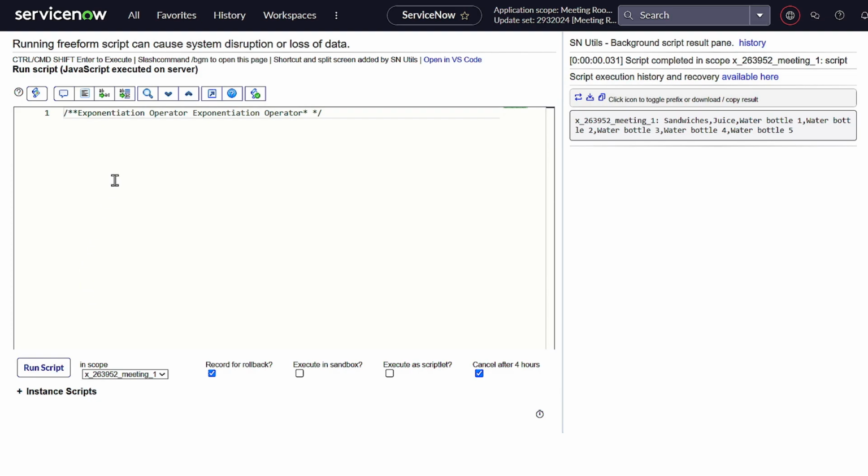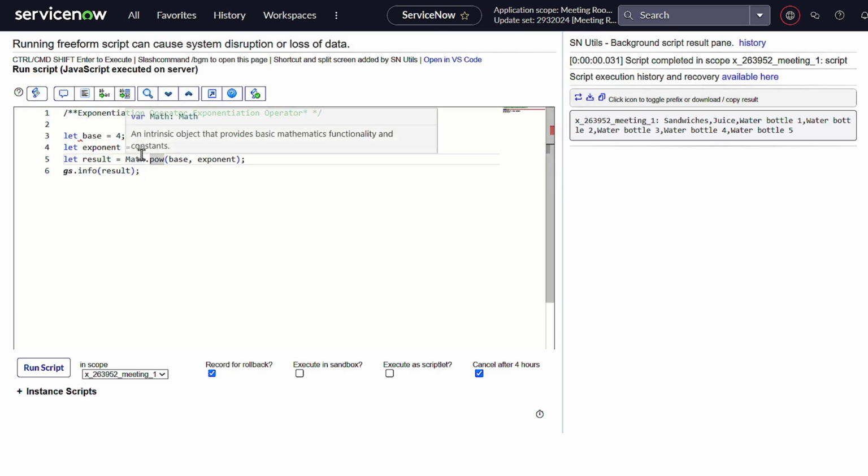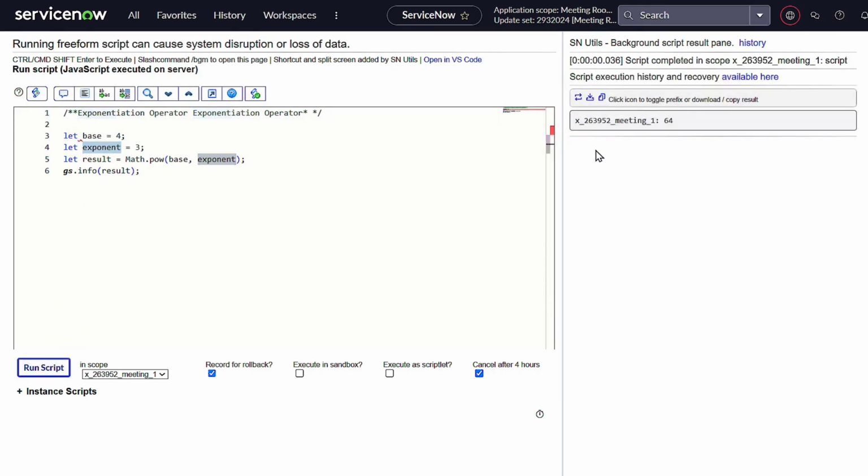So I will just paste one example over here. Let the base be 4, and we want to find the cube of 4. So we have defined an exponent as 3, and the result will be Math.pow. We are using the JavaScript class Math.pow, where the first parameter will be the base and the second parameter will be the exponent. If we run this, we'll get the result as 64, which is right. So the Math.pow function takes two arguments, the base and the exponent. The result is the base raised to the power of the exponent. Pretty mathematical terms, right?